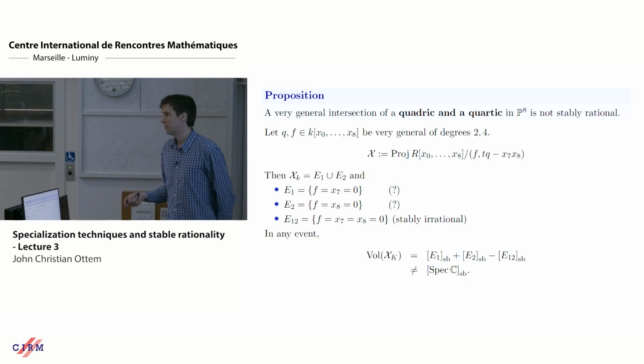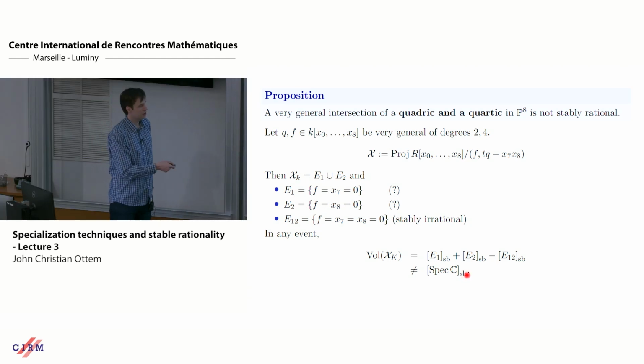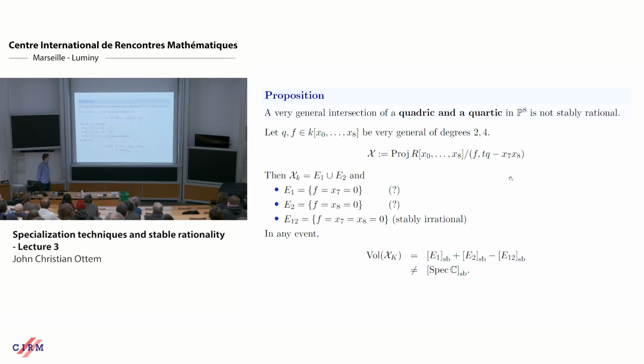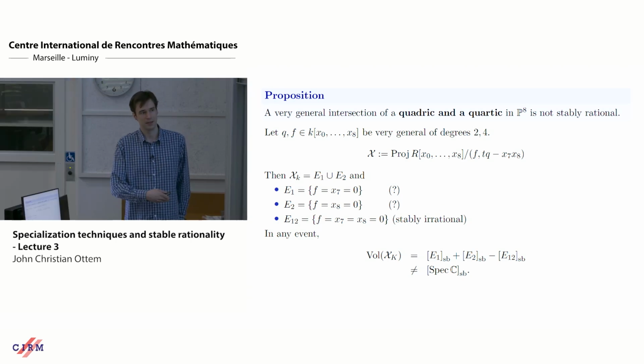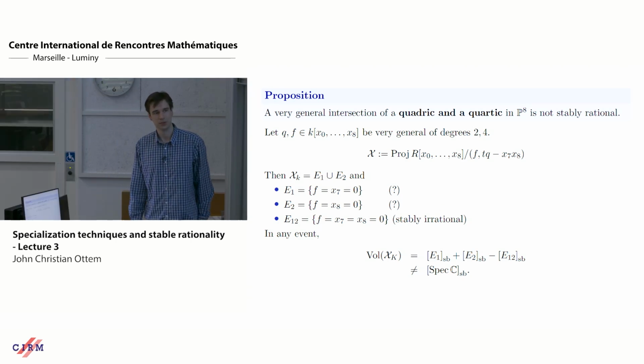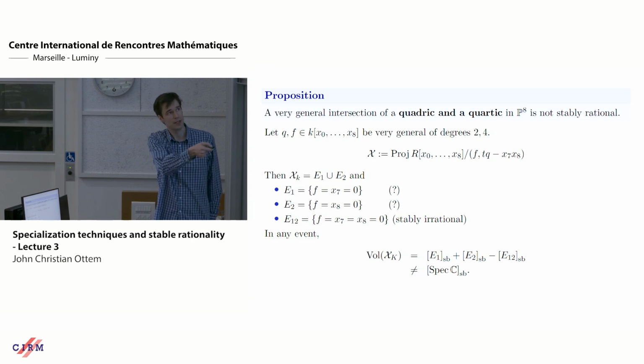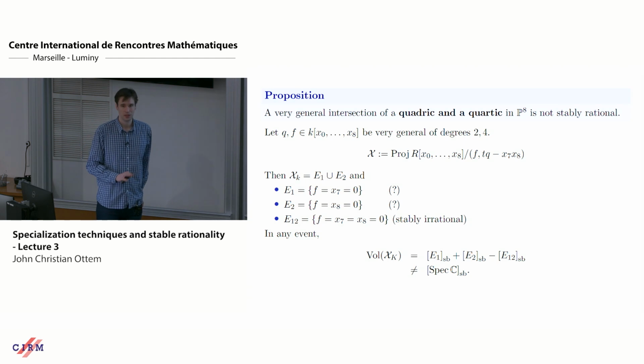And it could be that both of them are irrational, so that all the three terms here are also irrational, but still that couldn't cancel out to spec C, because this is the free abelian group on stable birational types. So if this is stably irrational, it could only cancel out with one of them. Yeah, so in any event, we get that this alternating sum is not equal to spec C. And here it's the point that you can choose both of these to be very general quartic six-folds. Otherwise, it doesn't work.